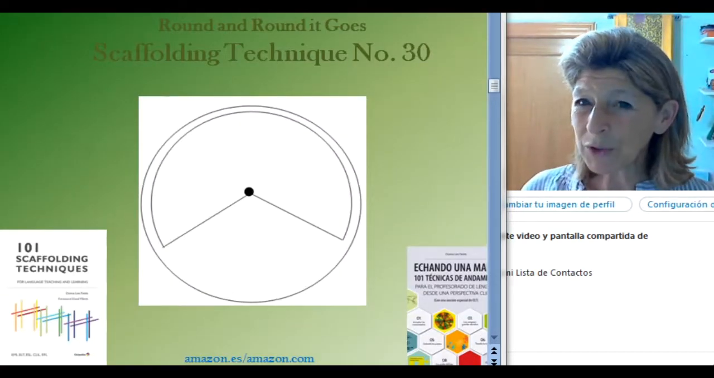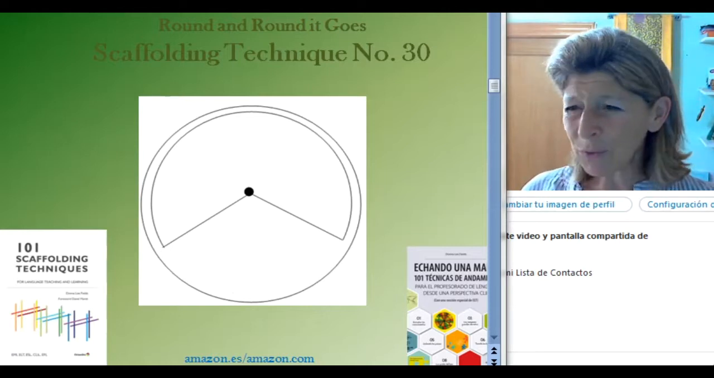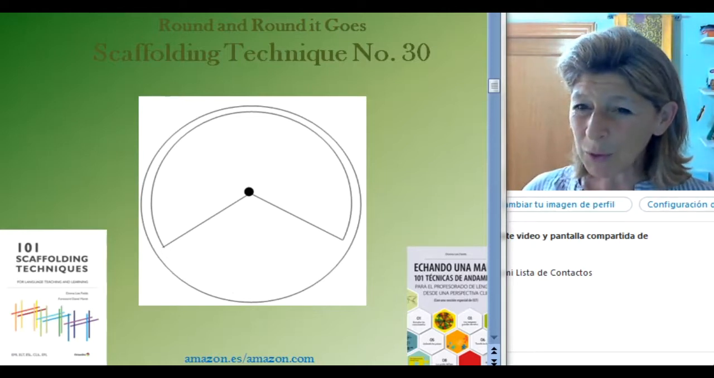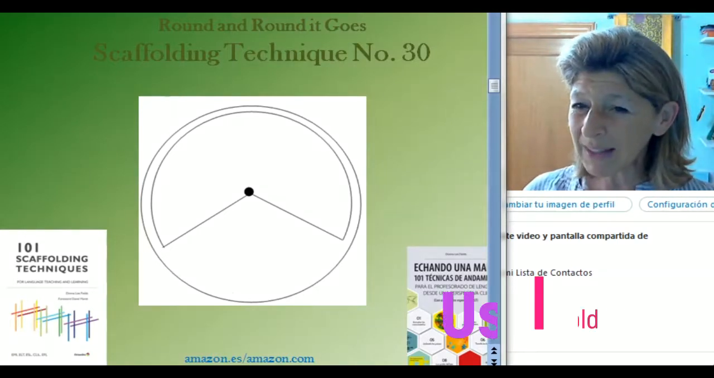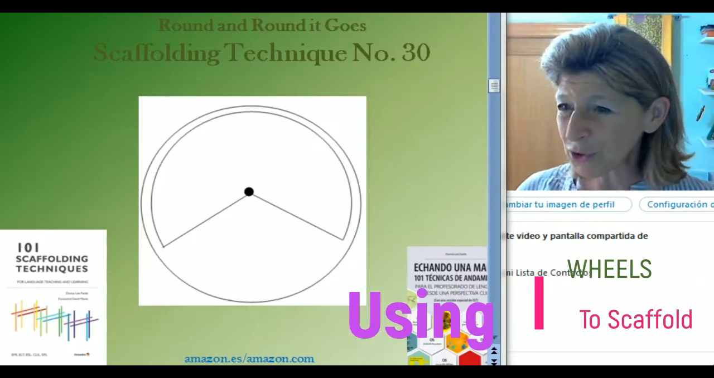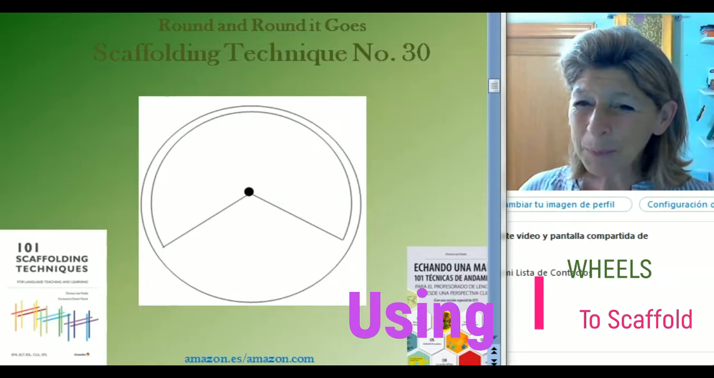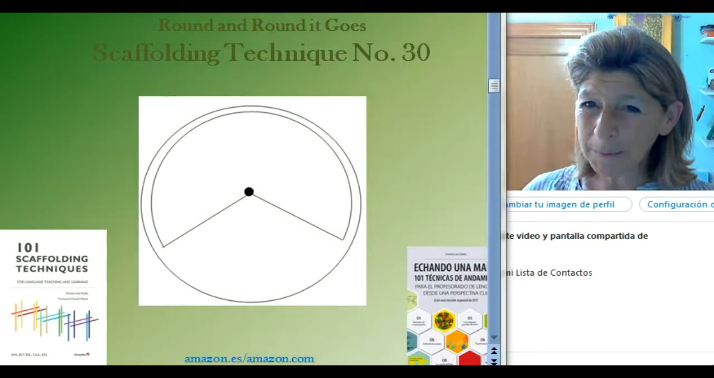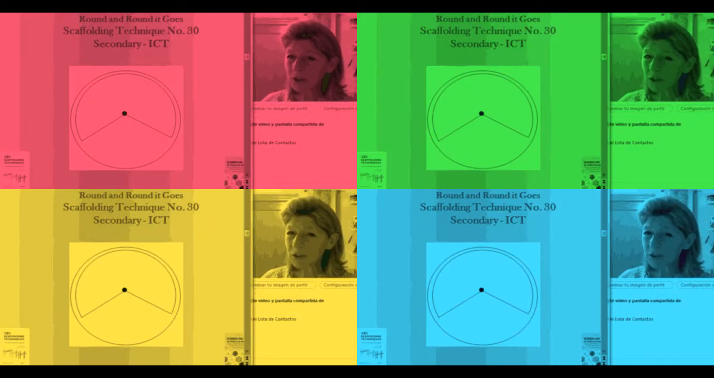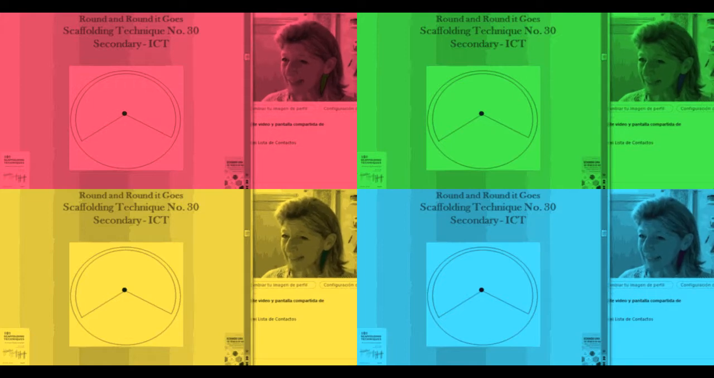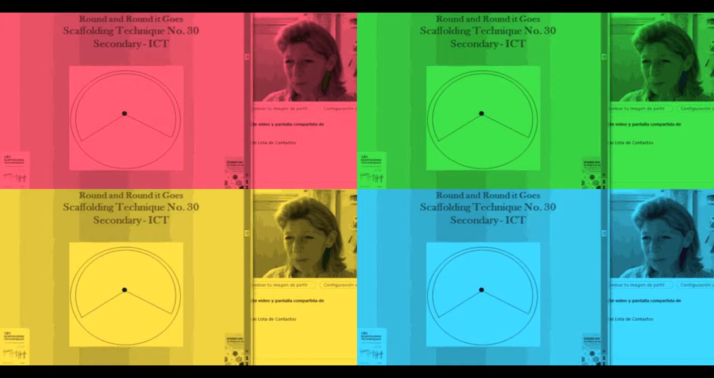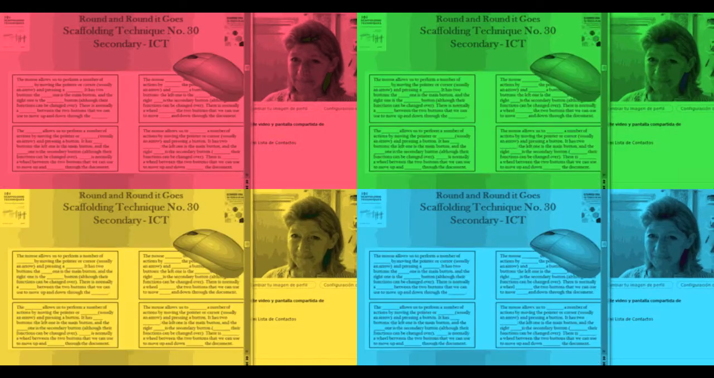Today, as I said, we're going to do scaffolding technique number 30, and it's a very easy one to adapt. We start with a wheel, and what we're going to do is take some information that may be difficult for our students, make it fun, and make them verbalize it and read it, and put 4 different pieces on the wheel. So we're going to start with a secondary ICT class, and even in ICT, they love ICT, most of them, but there's some very technical information that they have to read. So let's make it easier for them to transition into it.